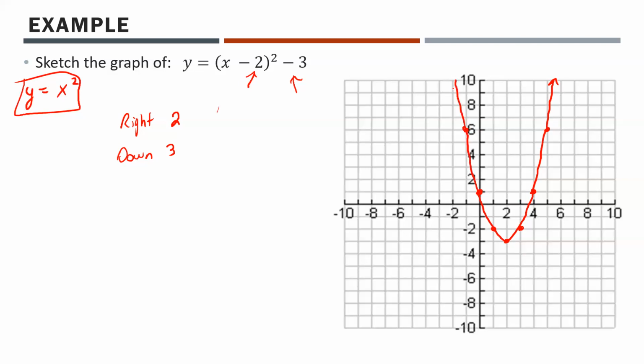And then keep on going. Perfect. Right. That's all we got to do on that one. So as long as you have a sturdy understanding of what your base functions are, drawing these is often not the end of the world.